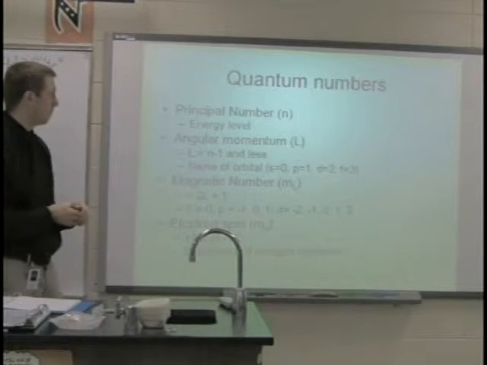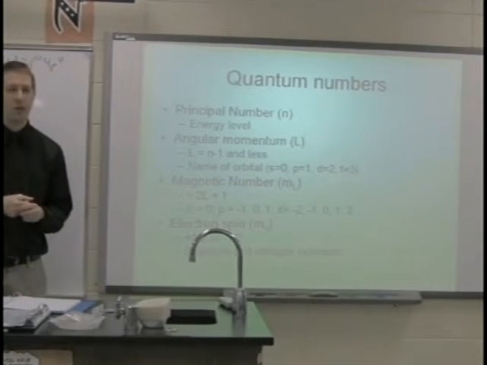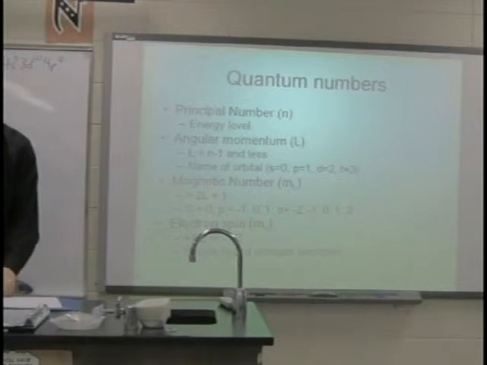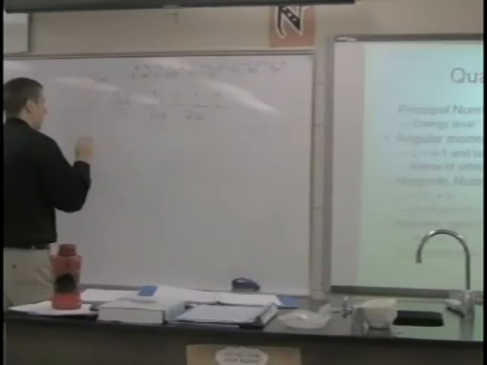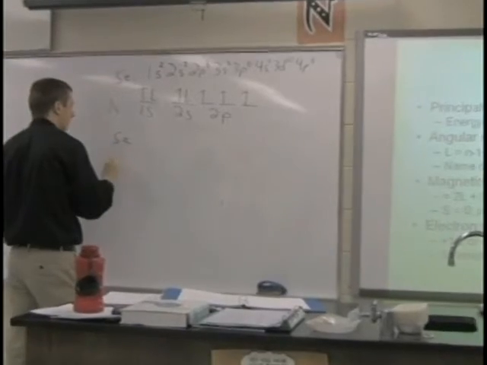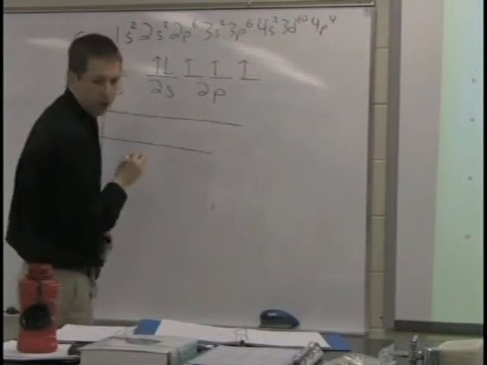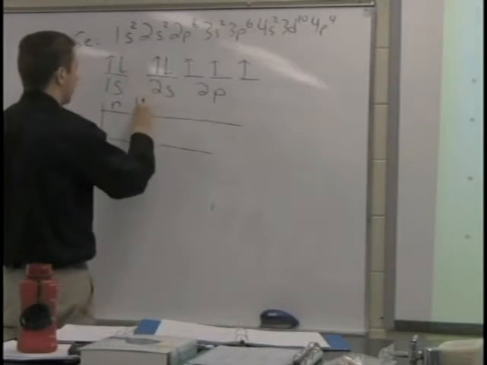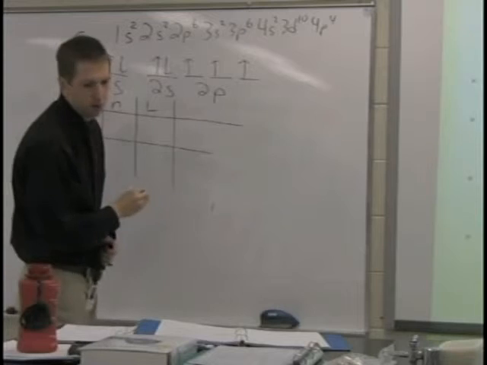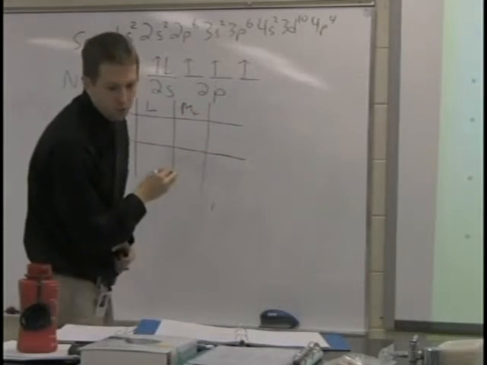The final number is referred to as the electron spin. It can either be a +1/2 or a -1/2. And as I mentioned, what we're going to do is go back to the board and show you examples for both of these. So, if I look at selenium and nitrogen, we're going to figure out what is the n number, what is the L, what is the ML, and then finally, what is the MS.